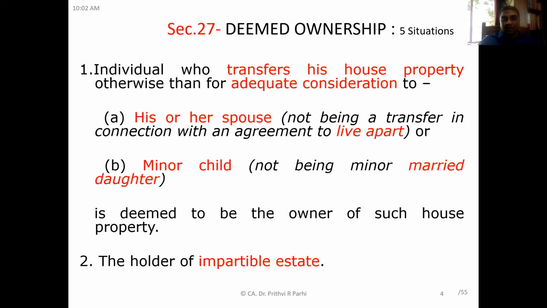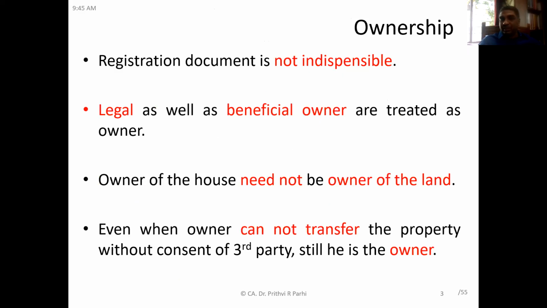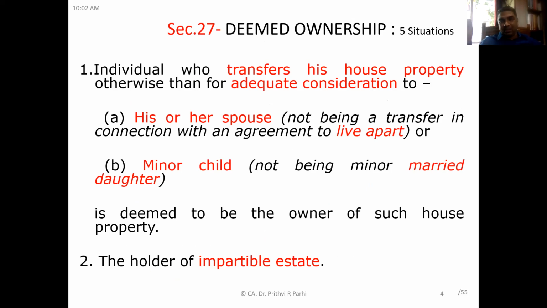Now, section 27 defines certain terms, and one of the terms is important for us in this context of ownership. So we need to understand that term right now. That is the concept of deemed ownership. This means in certain situations, you may feel that a person is not the owner, but that person may still be deemed to be the owner of the house. If you read this section 27, you can see there are 5 situations when a person can be deemed to be the owner of the house. Let us see this deemed owner concept first. Let us see those 5 situations.